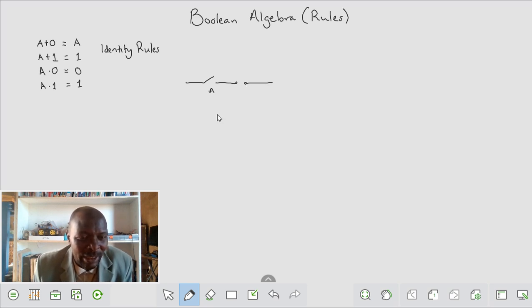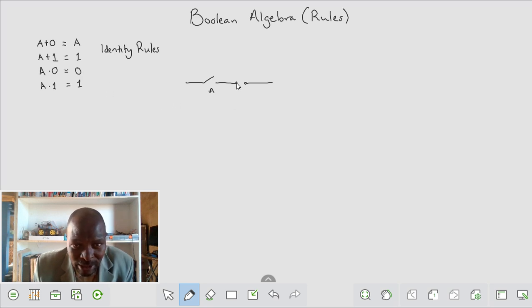You can only get a current flowing if it's possible to close that line. How can the circuit ever be closed if there's an open? So this is as good as a redundant and useless switch. So our output is therefore that.